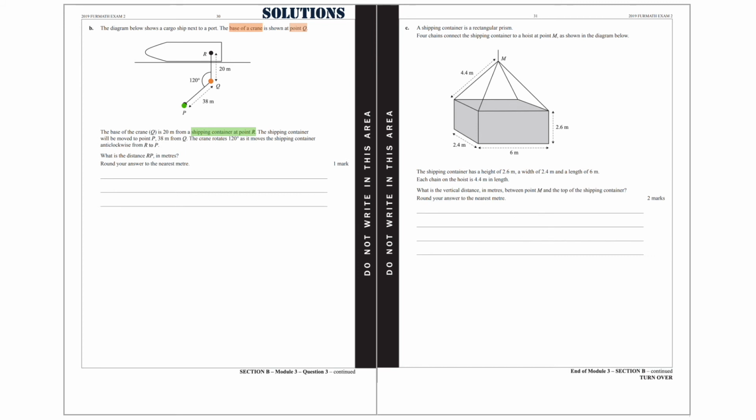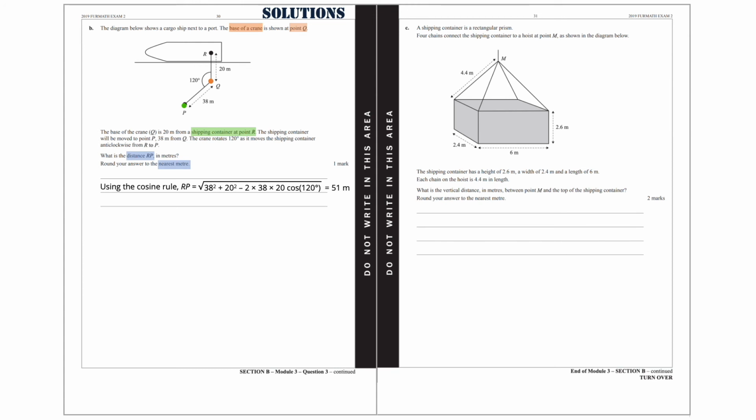What is the distance RP in meters? Round your answer to the nearest meter. Using the cosine rule, RP equals the square root of 38 squared plus 20 squared minus 2 times 38 times 20 cos 120 degrees, which equals 51 meters.